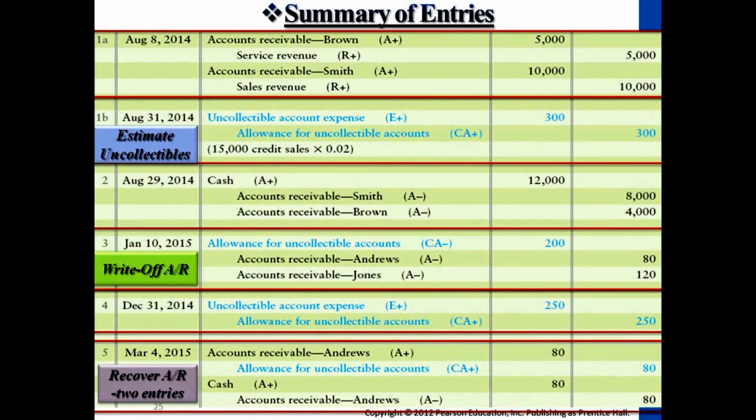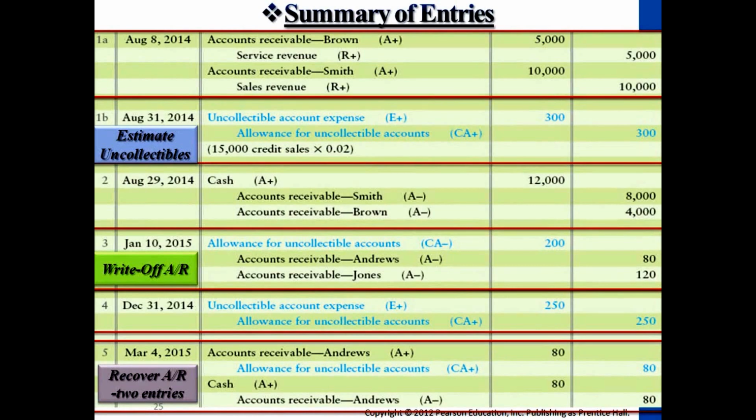Lastly, we talked about an entry called recovery entries. If previously we've written off some of the accounts, and later on customers came to us and paid us back the money, we have to reverse the earlier written-off entry. So of these two entries here, this one is basically flipping the write-off entry we made earlier. And then the second entry is just a regular cash collection entry.